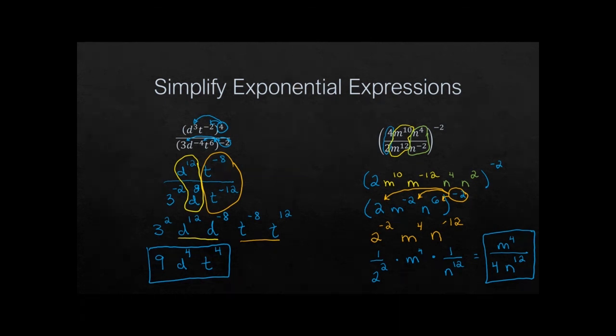But all the fractions, those parts went in the bottom. So all the negative exponents are in the bottom, and then the positive exponents are on the top. Any questions?